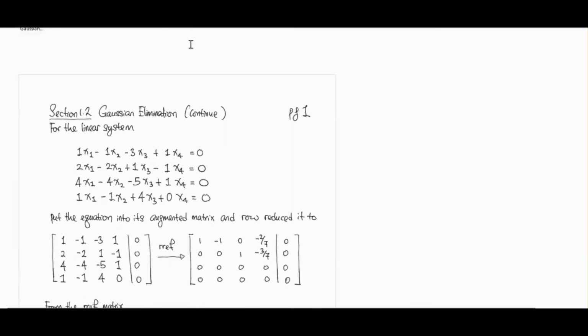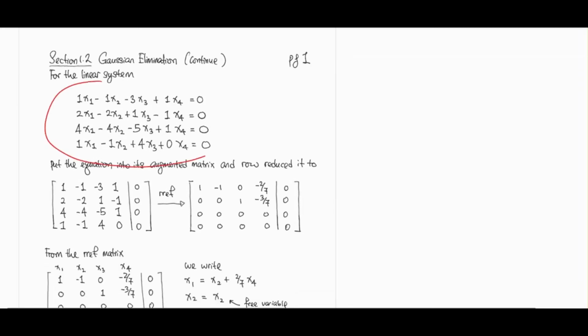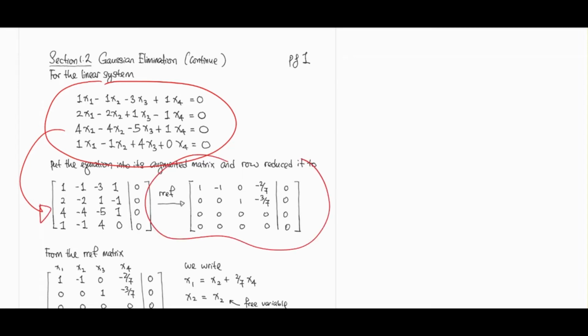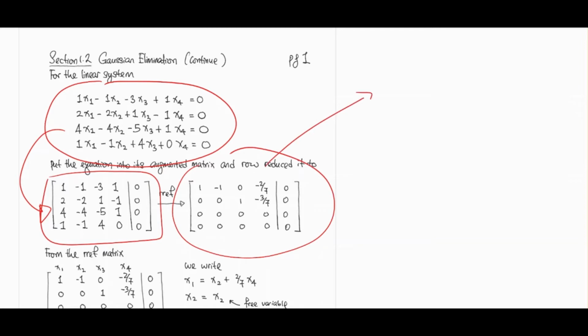In the previous video, we learned how to write this particular linear system as its augmented matrix, and we learned how to perform the Gaussian eliminations. But in this video, we are not going to look at how to do the Gaussian eliminations. We are just going to look at the RREF matrix at the end of the Gaussian eliminations, and learn how to write down the solutions.